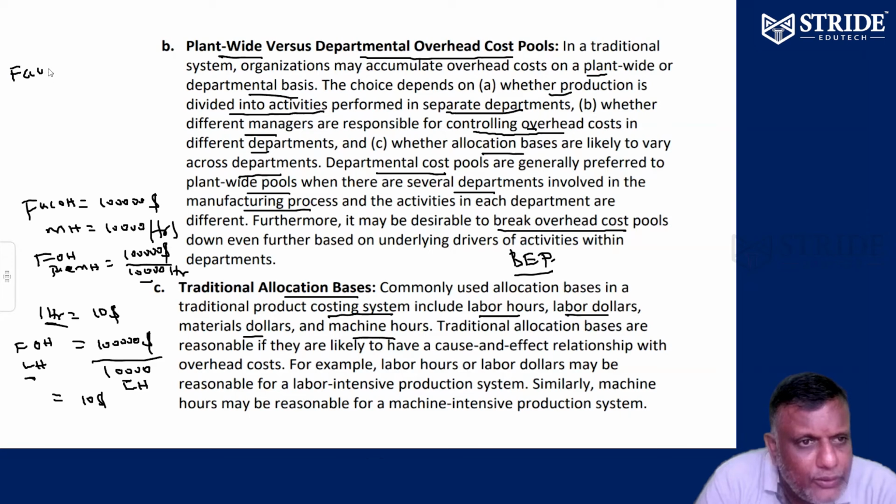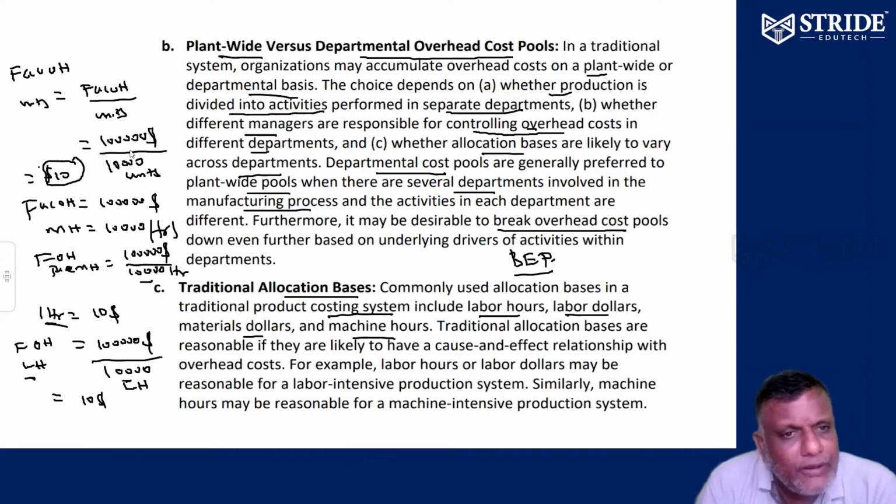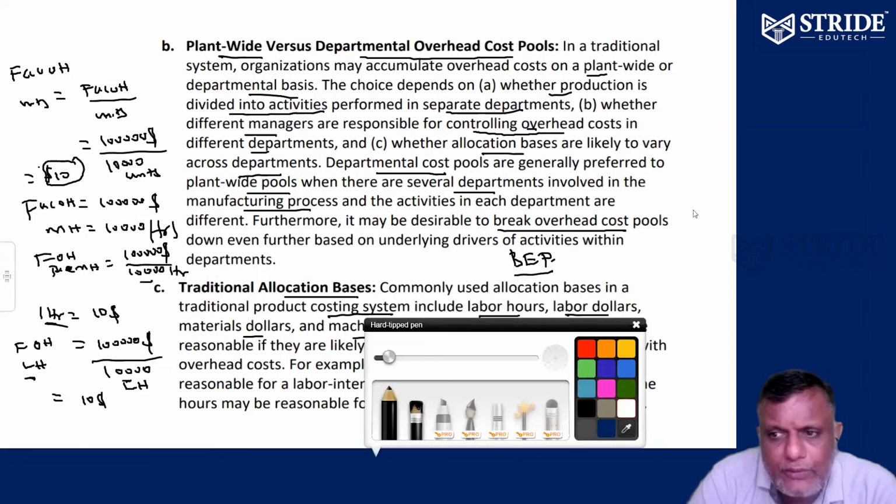Suppose factory overhead is based on units. The factory overhead is the numerator and units the denominator. Suppose $100,000 is your factory overhead and you produced 10,000 units. What is the per unit factory overhead? $10. So per unit, factory overhead is going to be $10. Sometimes it is percentage-based.